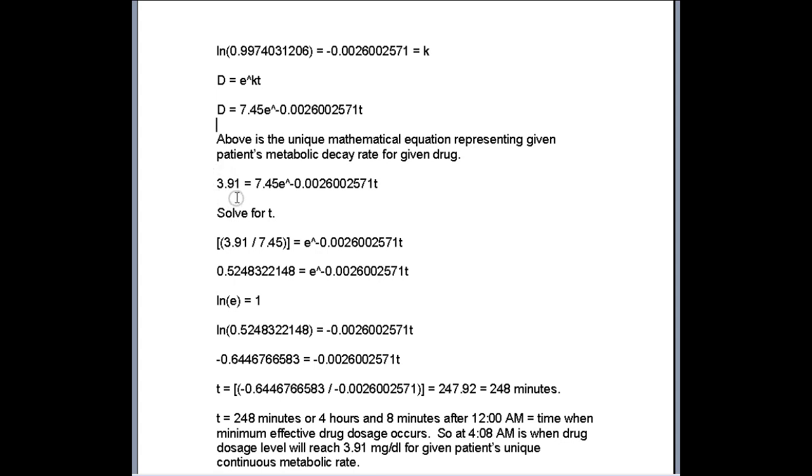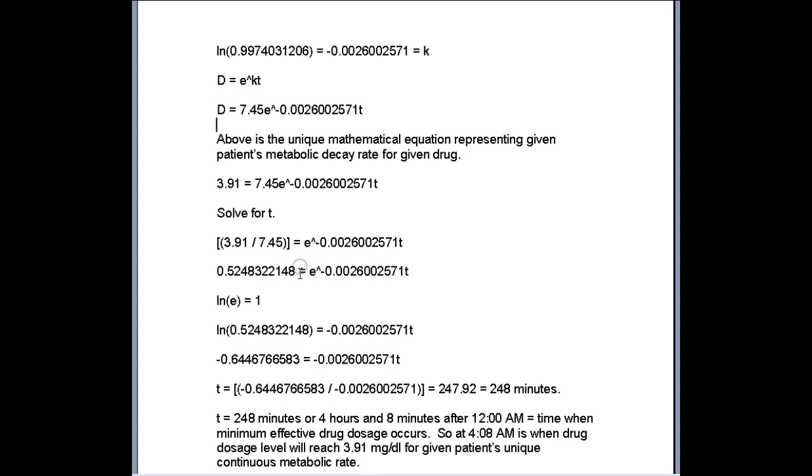So we know the y output is 3.91, so we don't know when. Using the rules of mathematics, you would just divide these out, because you're trying to get the e isolated. So you divide both sides by 7.45, you get this value, but you're still left with this e to the kt power.